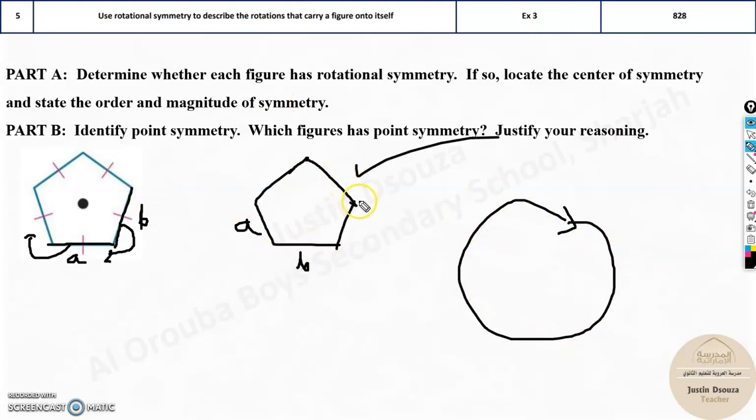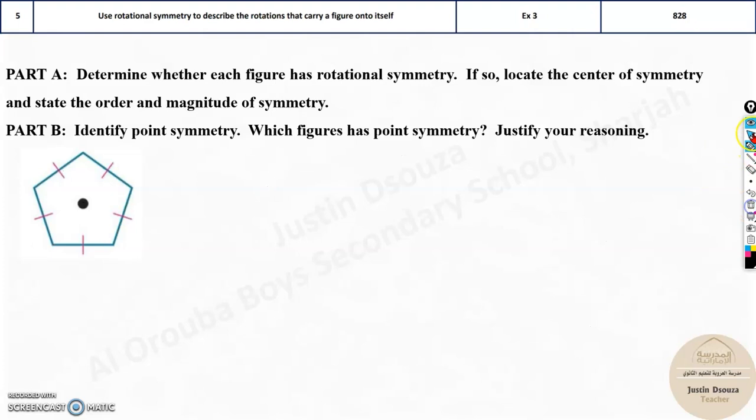How do we understand how many degrees we have to turn this? It's very simple. First, you need to see the order. How many times can you rotate this to get the same image? In this case, it's the number of sides, because each time I change the side, I'm going to get it. That's 1, 2, 3, 4, 5. The order is 5. Let me clear all this. The rotational symmetry exists. Yes. Order is 5. Now, what about the magnitude?